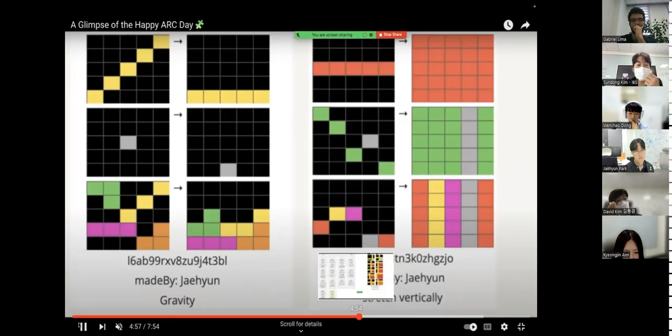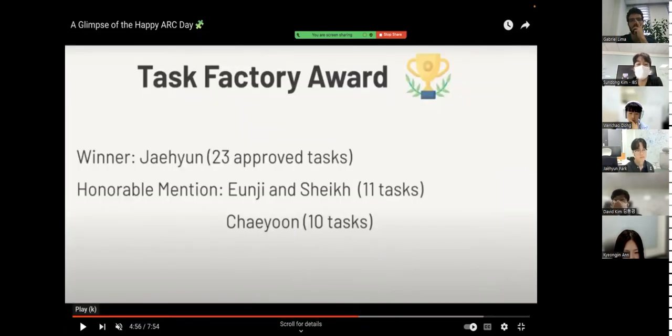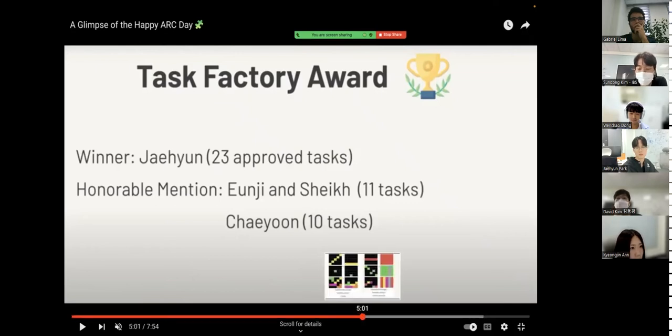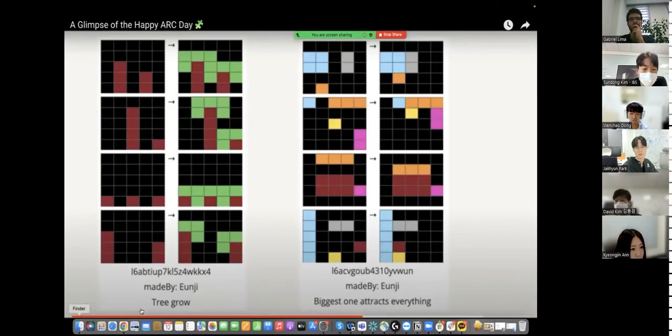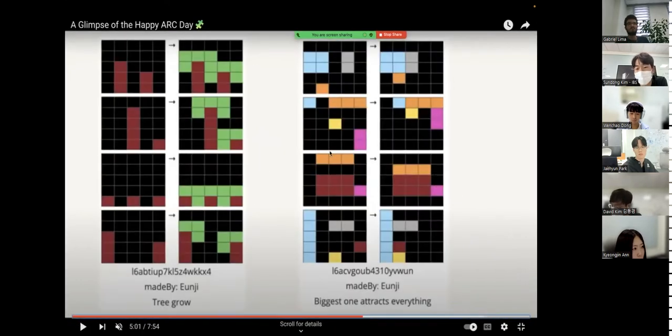During the event, we measured the number of successful tasks each participant made, and we gave some small prizes to the winners. And those are some interesting examples that we collected during the event.